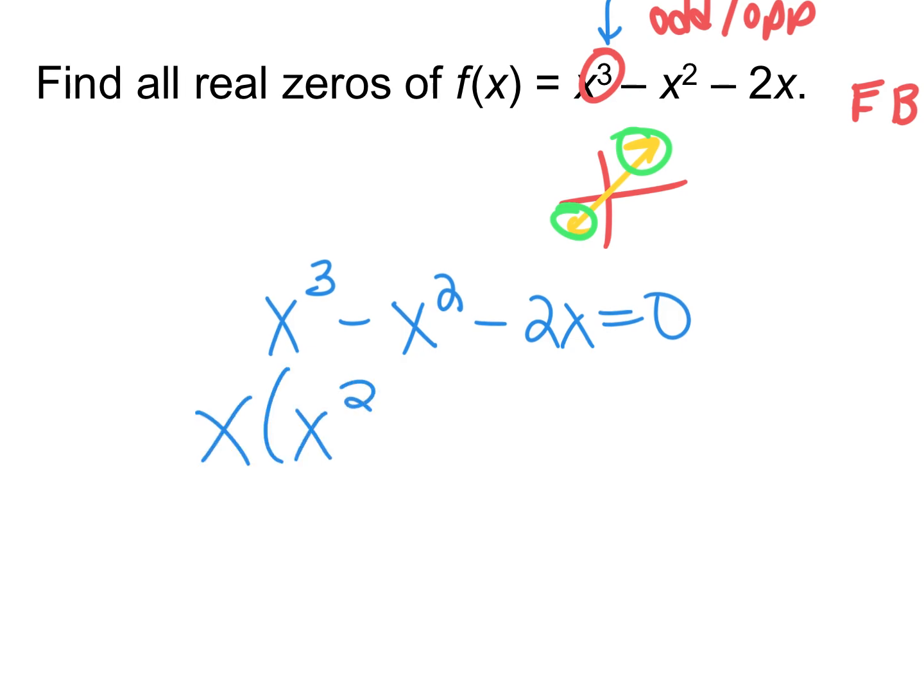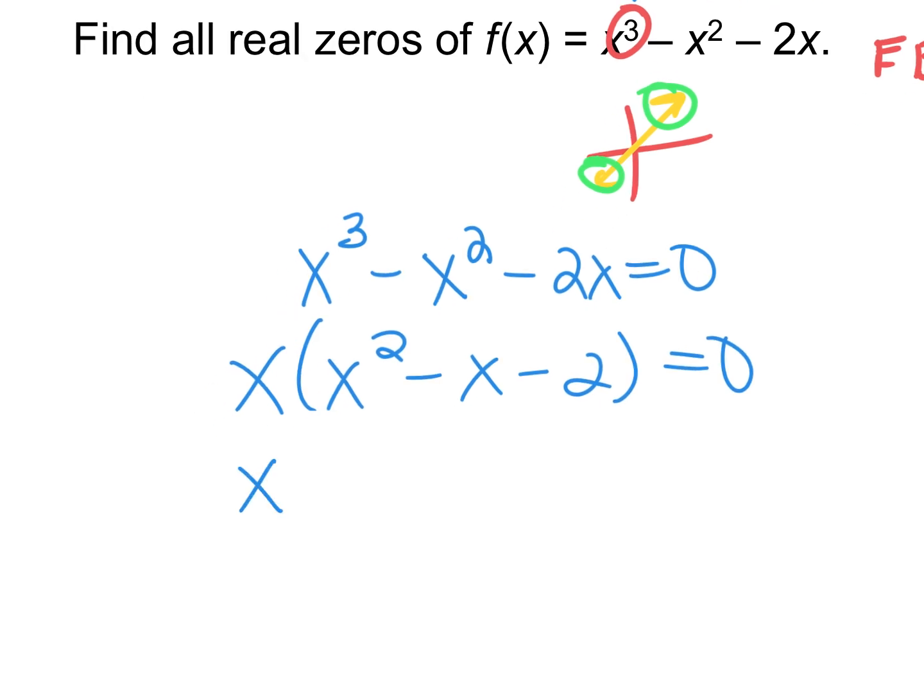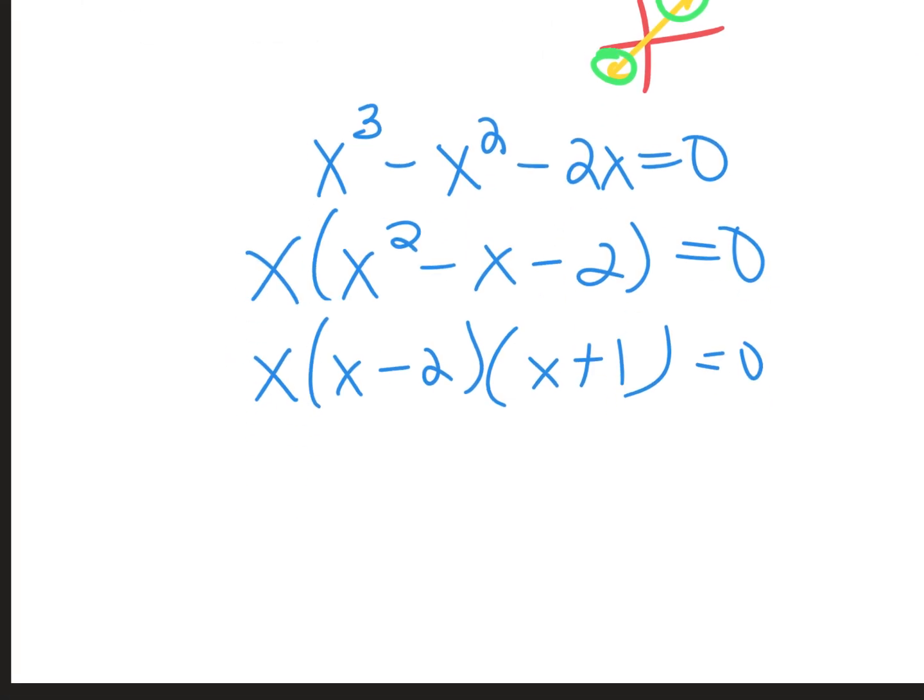So then I have x times (x squared minus x minus 2). We hope and pray here that this factors. If it doesn't, you have to use the quadratic formula. Luckily, this one does. So I have x. What times what gives me -2 when I multiply, but a -1 when I add? -2 plus 1. So my 3 x's are x equals 0, x equals 2, and x equals -1, correct?